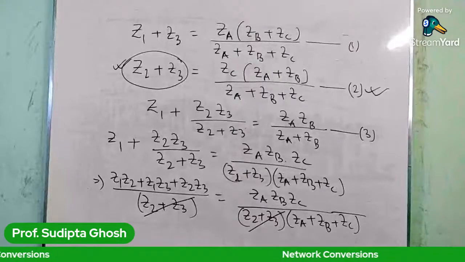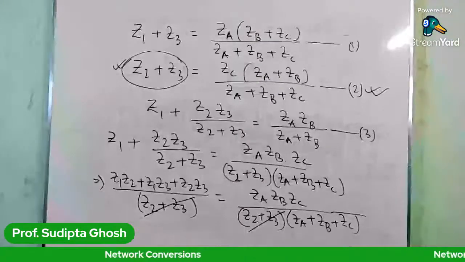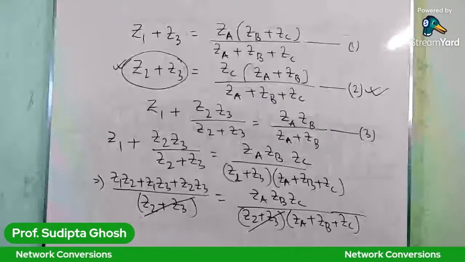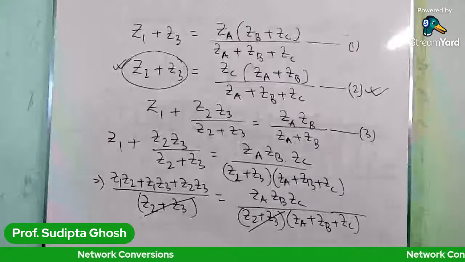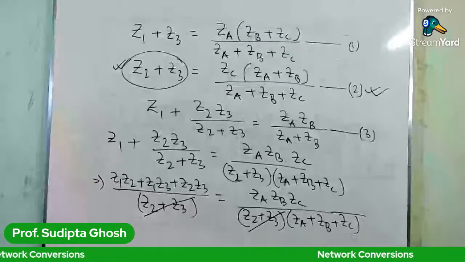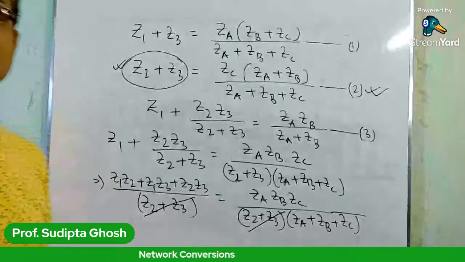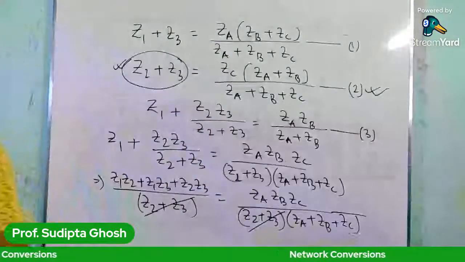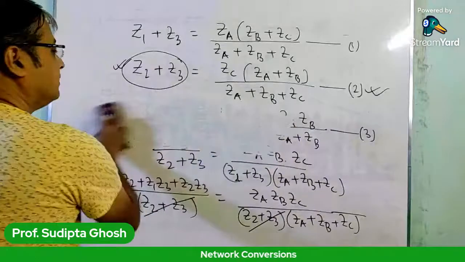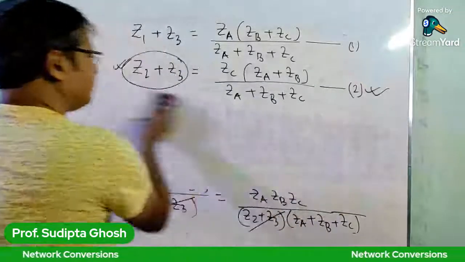So by use of equations 3, 4, 5 in the right hand side of this equation, we can derive and find out the different values of ZA, ZB, and ZC by substituting the different values.